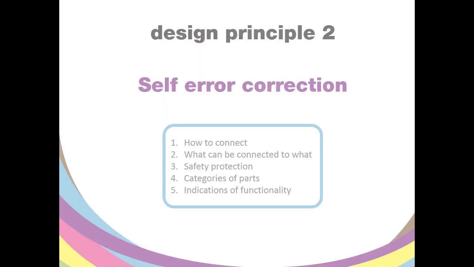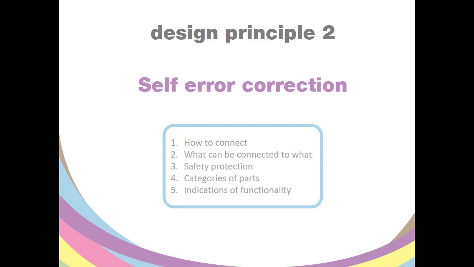So in terms of hardware and this kind of robotics, physical computing platforms, those are some examples of how to connect, what can be connected to what, safety protection so that you don't blow up things, categories of parts, what's input, what's output, and indication of functionality. So what are the parts?